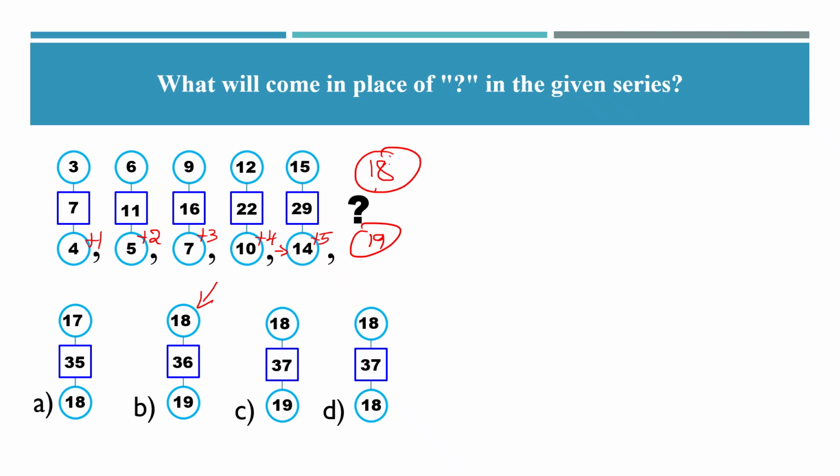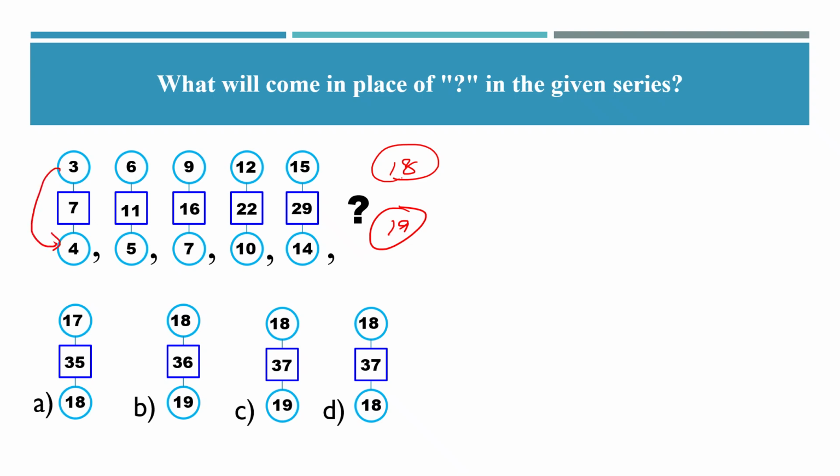So still we are left with two options. Let's narrow the options now. 18, 19. So let's check the middle numbers. Here as I see, 3 plus 4 gives me 7, 6 plus 5 gives me 11, 9 plus 7 gives me 16. So 18 plus 19 obviously is going to be 37, and option C would be the right answer. Hope you understood. Let's move on to the next question.